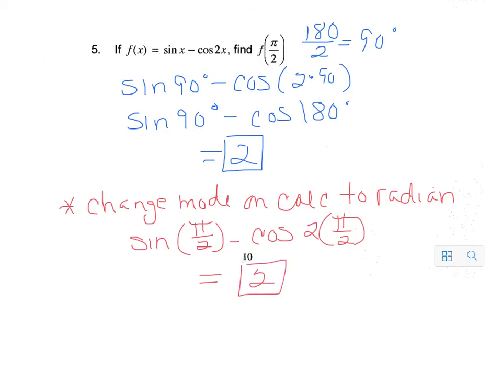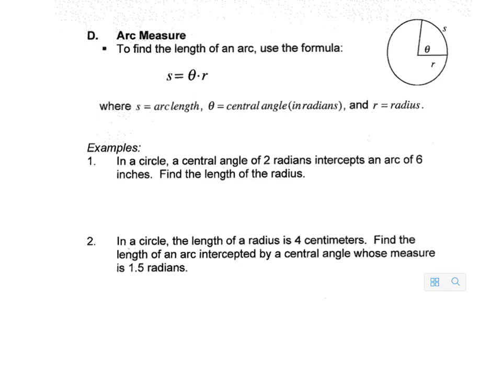Okay, let's go on to the arc measure. To find the length of an arc, use the following formula. S equals theta times r. It's an important formula. S is the arc length. Theta is the central angle. But what you have to know about the central angle is that it has to be in radians. So the measure cannot be in degrees. It has to be in radians. And then r stands for the radius.